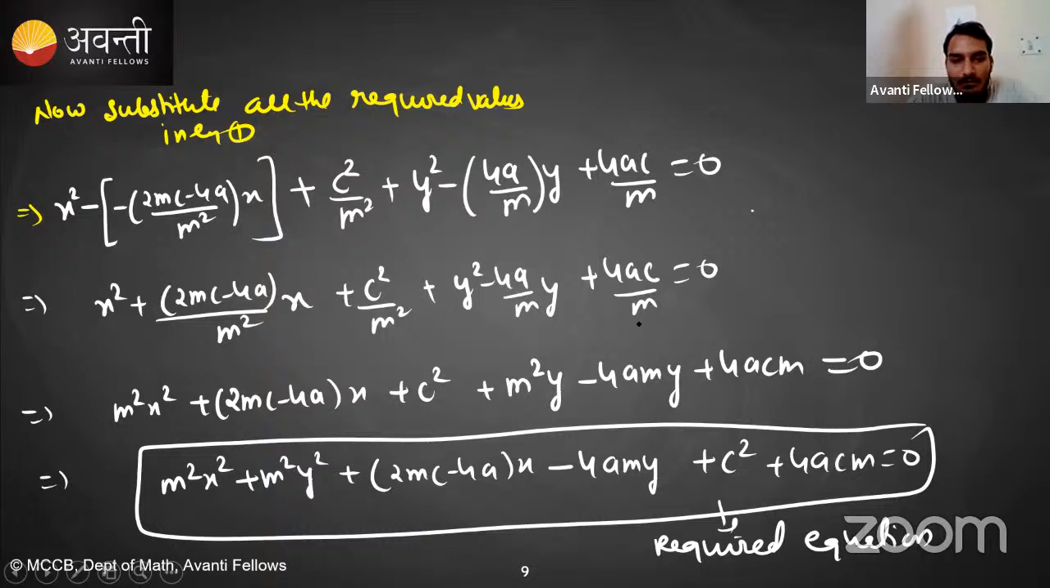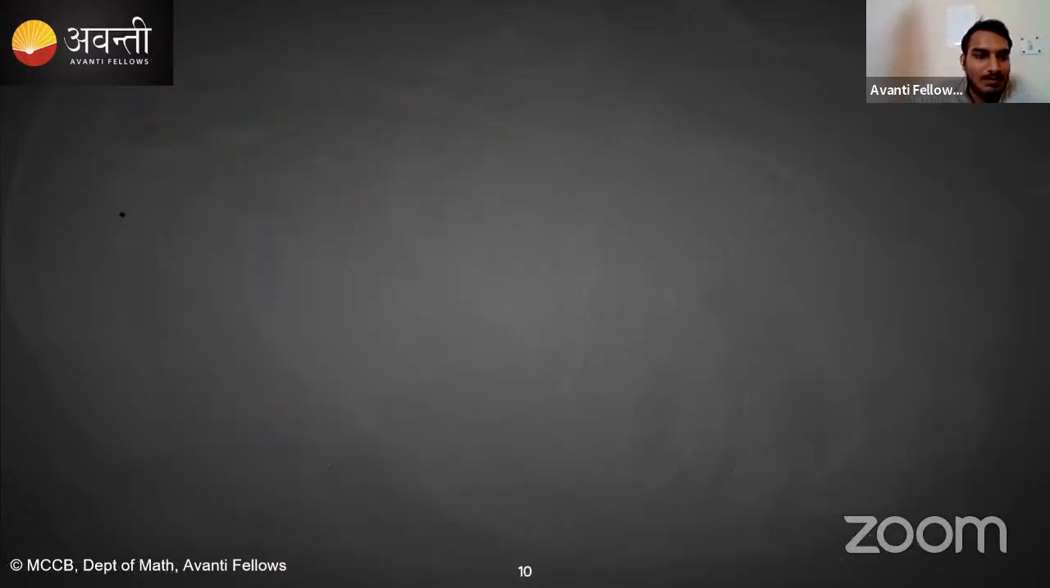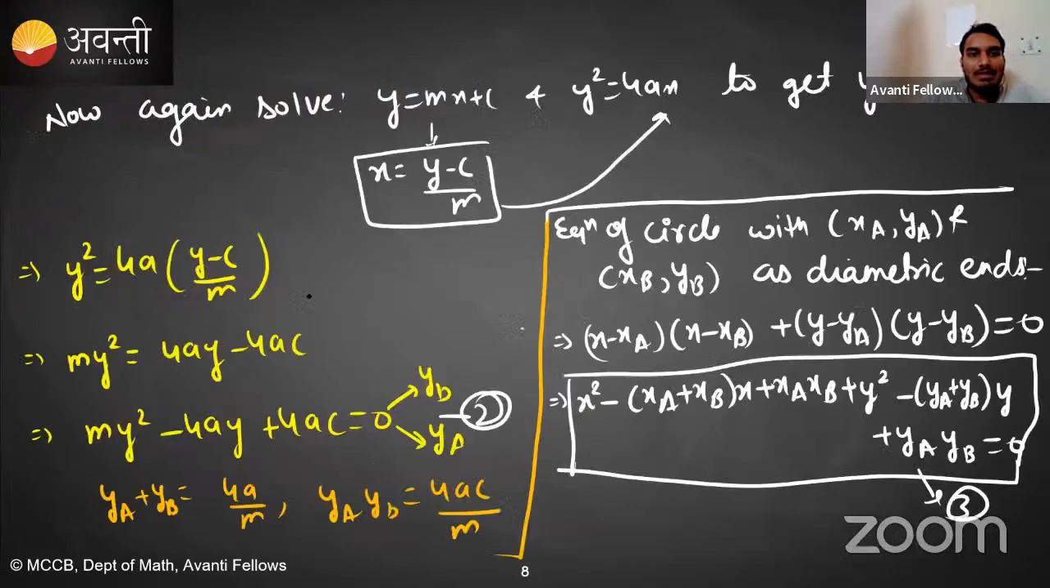Okay, one more method. Method 2 is this: whenever these types of questions come, where two curves intersect at two points A and B, and we must find the equation of the circle with AB as diameter, the standard procedure is this, but it is quite lengthy, right? From here to here, we put in so many substitutions.